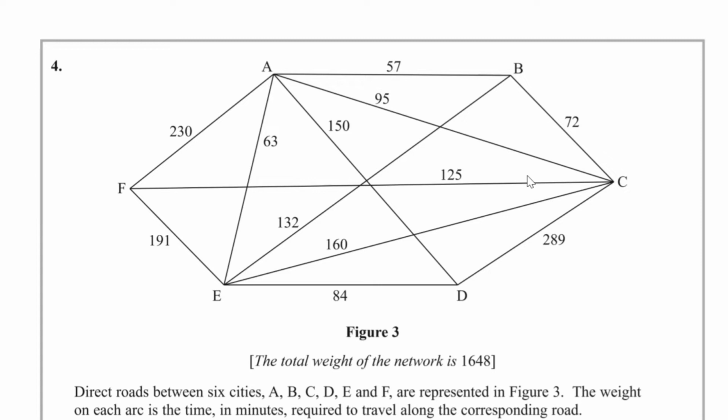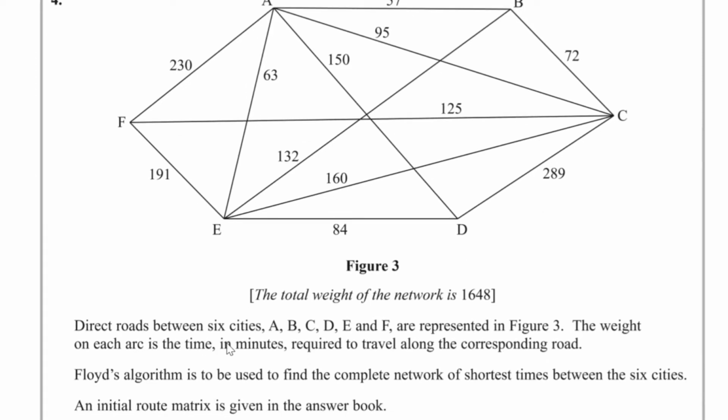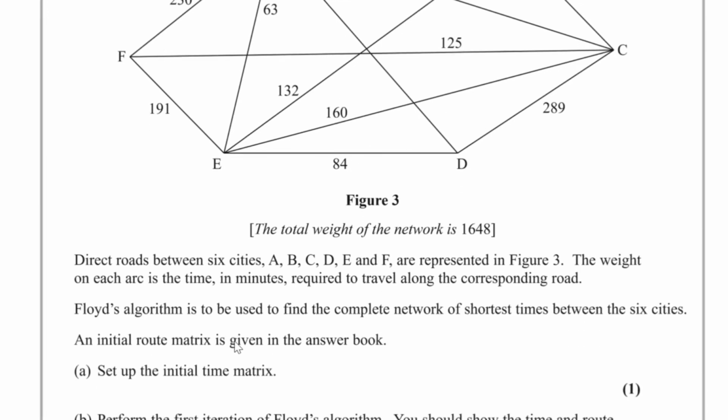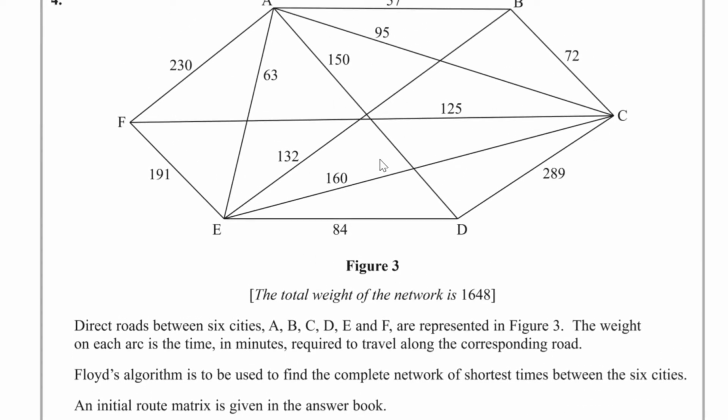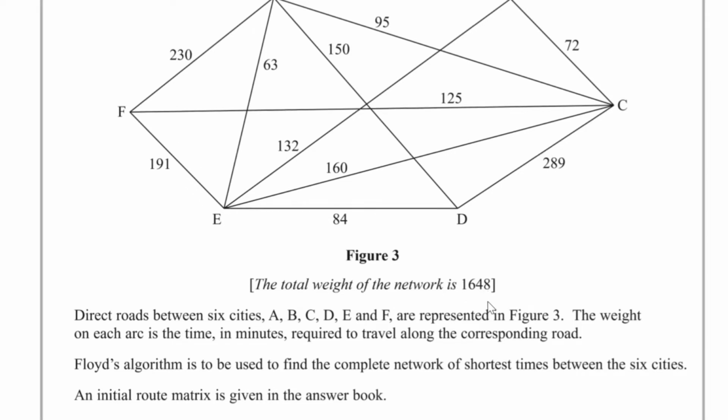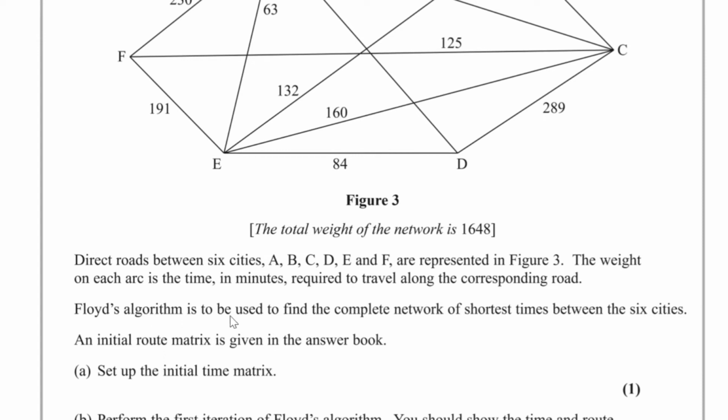Question number 4. Direct roads between 6 cities A, B, C, D, E and F are represented in figure 3. The weight on each arc is the time in minutes required to travel along the corresponding road. We see in figure 3 the total weight of the network is 1648. Floyd's algorithm is to be used to find the complete network of shortest times between the 6 cities.